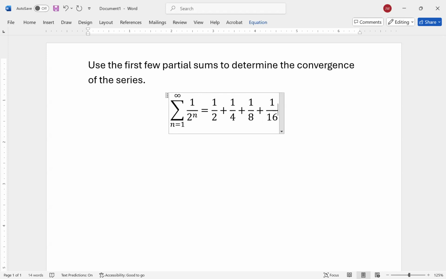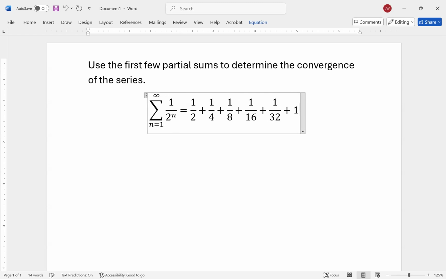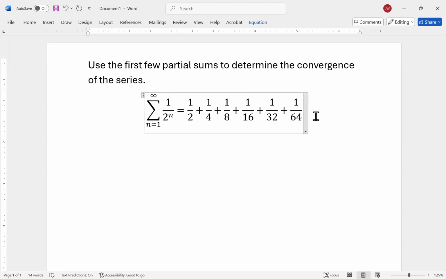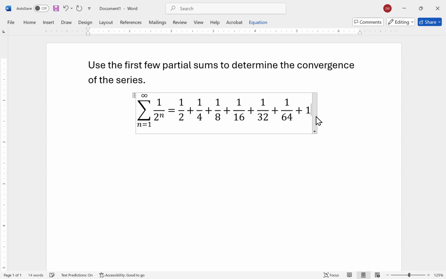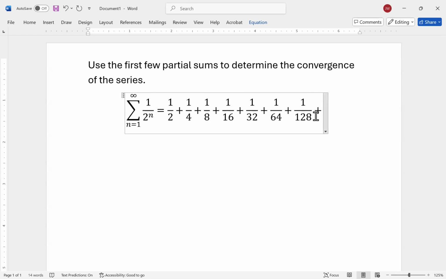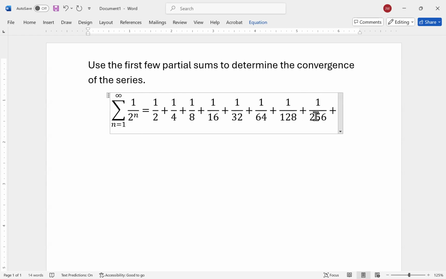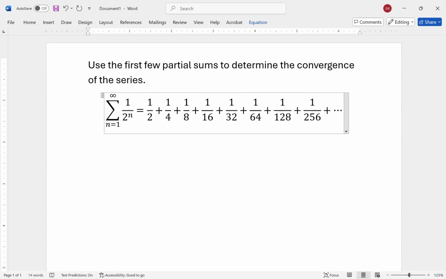If you start your count at 1, we get 1 over 2 to the first, which is 1/2. If I then go to my next term, that's n equals 2, 1 over 2 squared is 1/4. And then I get 1/8, 1/16, 1 over 32, 1 over 64, 1 over 128, and 1 over 256, excuse me. And so on and so forth. And you can keep going on and on and on forever.